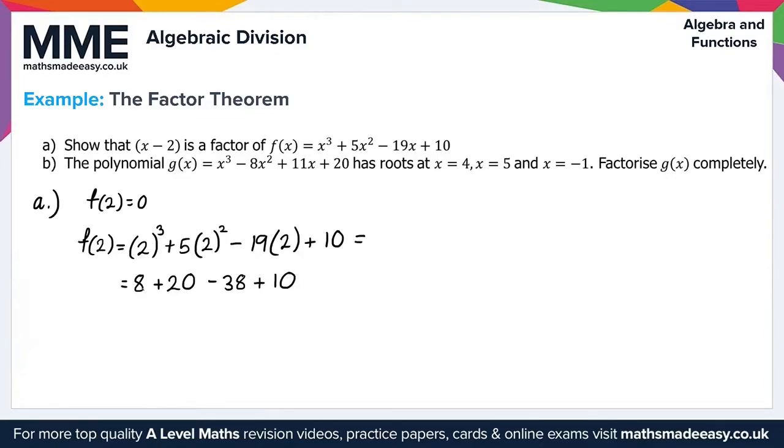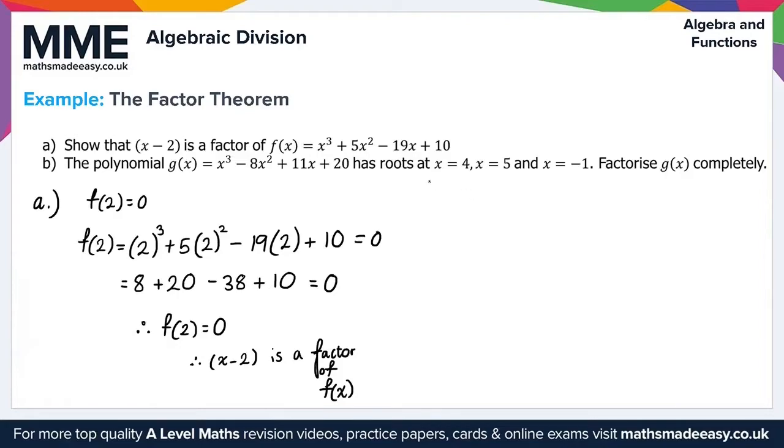And if we evaluate this, 8 plus 20 is 28, plus another 10 is 38, and 38 minus 38 simplifies to give us 0. Okay? So therefore f of 2 is equal to 0, and therefore what this means is that x minus 2 is a factor of f of x. So that's part A done.